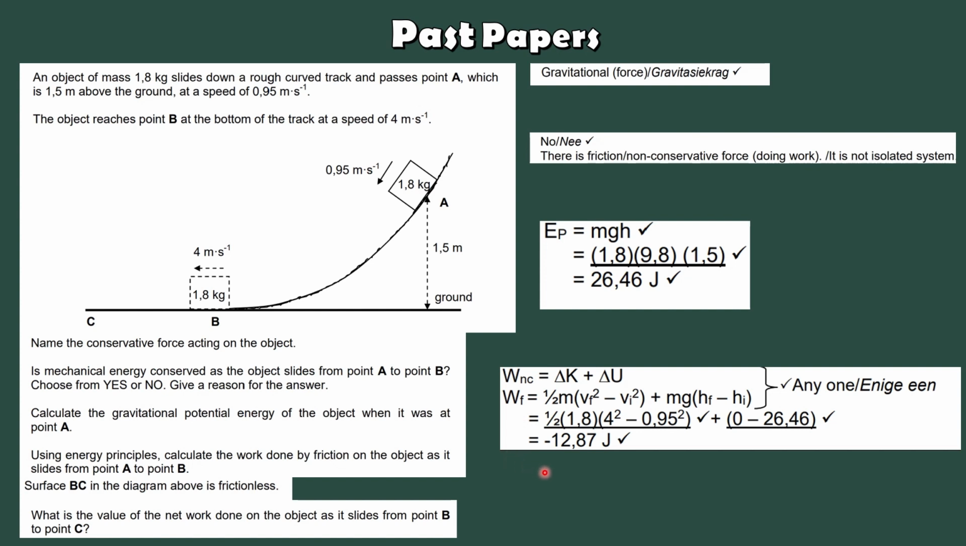Yes, in this section, there can be negative answers. So when you see negatives, don't get a fright and think it's wrong. As long as you do it step by step and substitute everything carefully, you should be able to get an A easily. Surface BC in the diagram above is frictionless. What is the value of the net work done on the object as it slides from point B to point C? The answer would be 0 because there is no friction and there is no other force acting on this object.